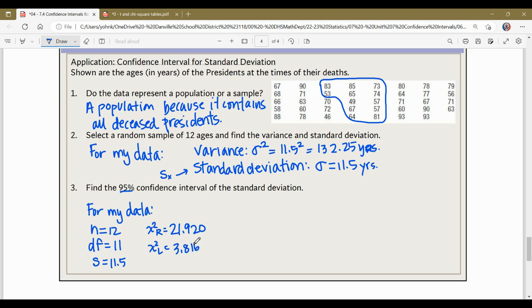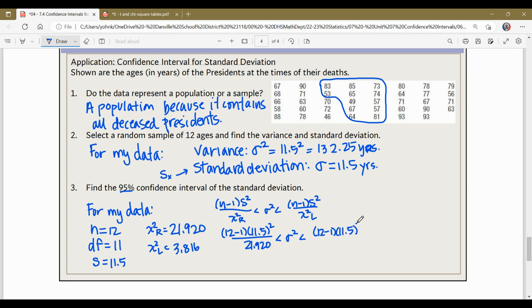Now I can find the confidence interval for my data by doing (n minus 1) s squared over chi-square right is less than sigma squared is less than (n minus 1) s squared over chi-square left. It's always good to repeat the formula so you can learn them. So I'm going to have (12 minus 1) times 11.5 squared over 21.920 is less than sigma squared is less than (12 minus 1) times 11.5 squared over 3.816.